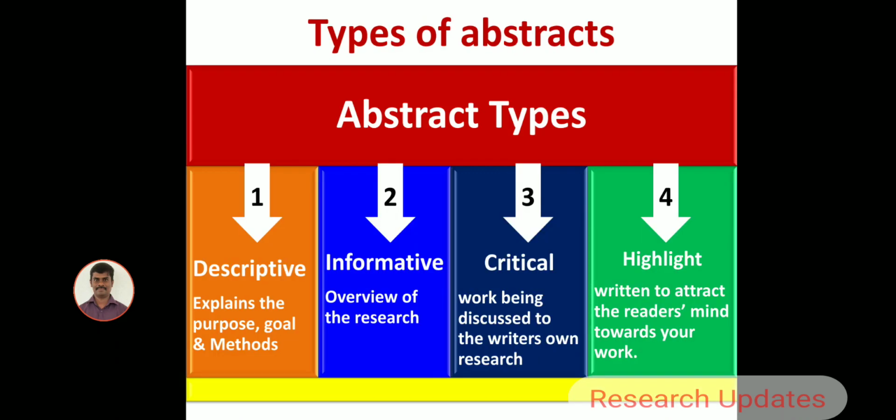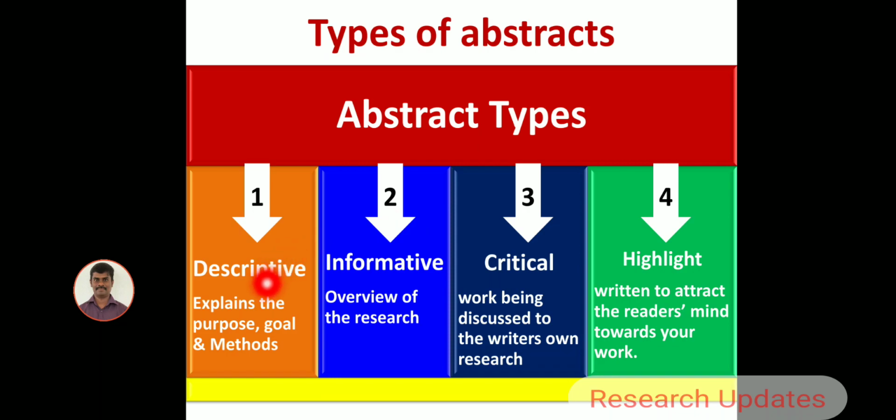Now let us see the various types of abstract. There are 4 types of abstracts. To start with, the first one is descriptive abstract, the second one is informative abstract, the third is critical abstract, and the fourth is highlight abstract.